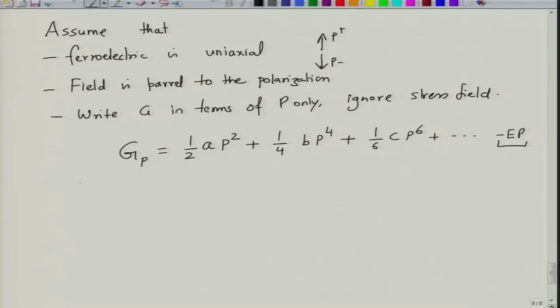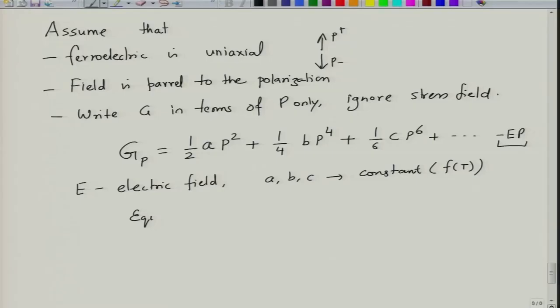So here E, as we see, is the electric field, and A, B and C are constants, which are functions of temperature. They are temperature dependent. Okay, so this is a simplified equation. Of course, you can write a complicated equation, but you can see that we have written that equation just in terms of polarization, ignoring the stress field.